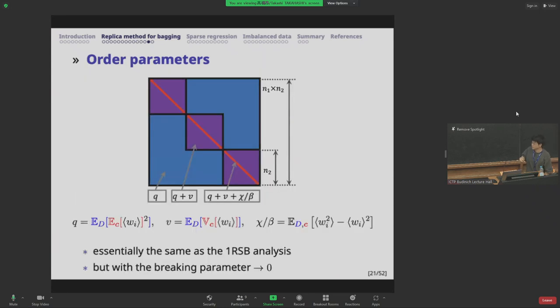So we can depict this order parameter structure in the form of a matrix. The order parameter is the second moment of the averaged estimator, the variance with respect to the resampling, and the remaining one is the fluctuation with respect to the Boltzmann distribution. The analysis of this nested replicated system is essentially the same as the 1RSB analysis. But here, the breaking parameter n2, which corresponds to the breaking parameter in the 1RSB analysis, is also taken to the zero limit. So this is like a 1RSB analysis, but very close to the replica symmetric solution.